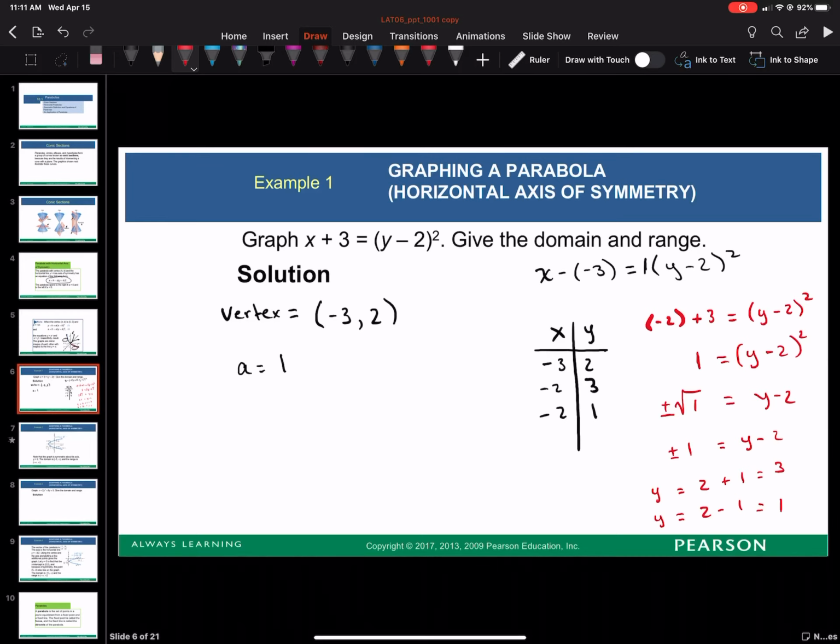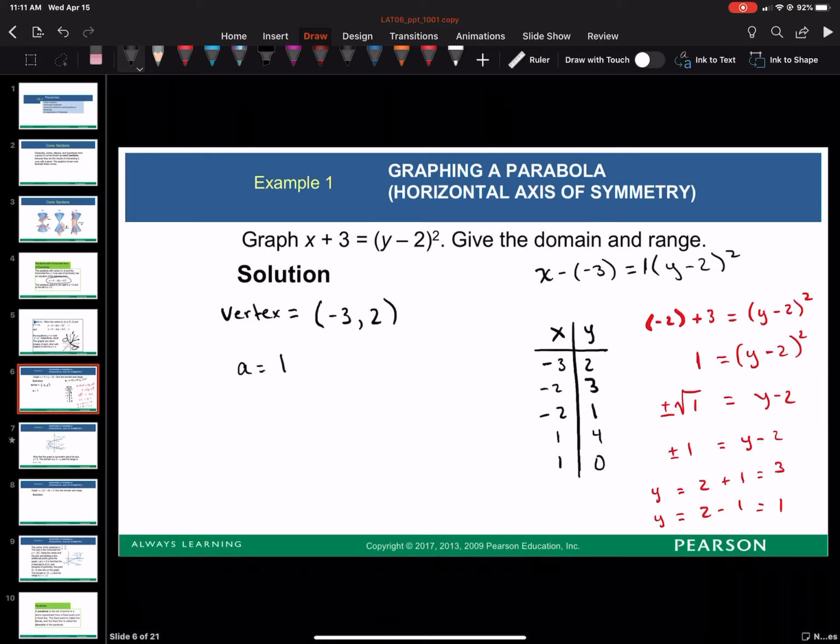Now, let's go ahead and do a couple more. So we got 1, and then when we plug in 1, we get 4. Then we got 1 again, and when we plug in 1, we get 0. All right? You go through the same process that you did a few minutes ago.